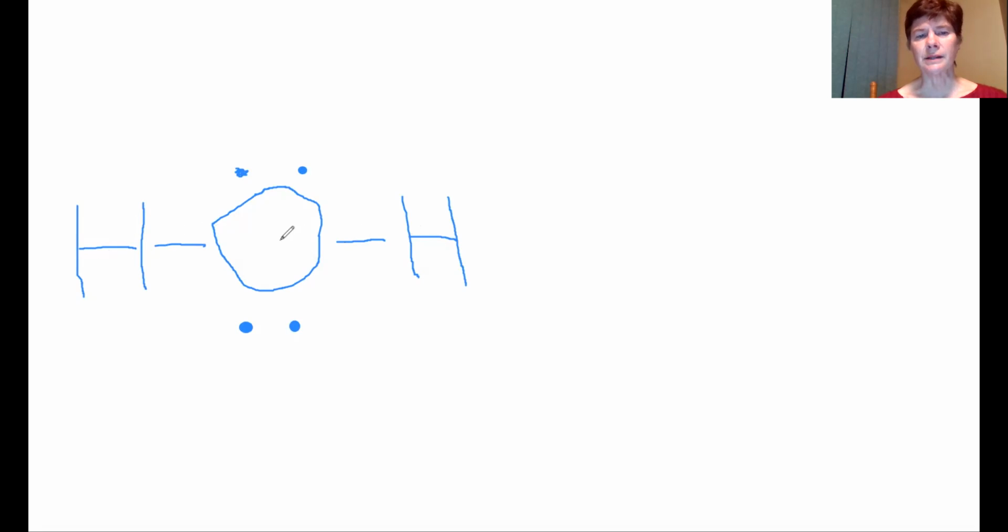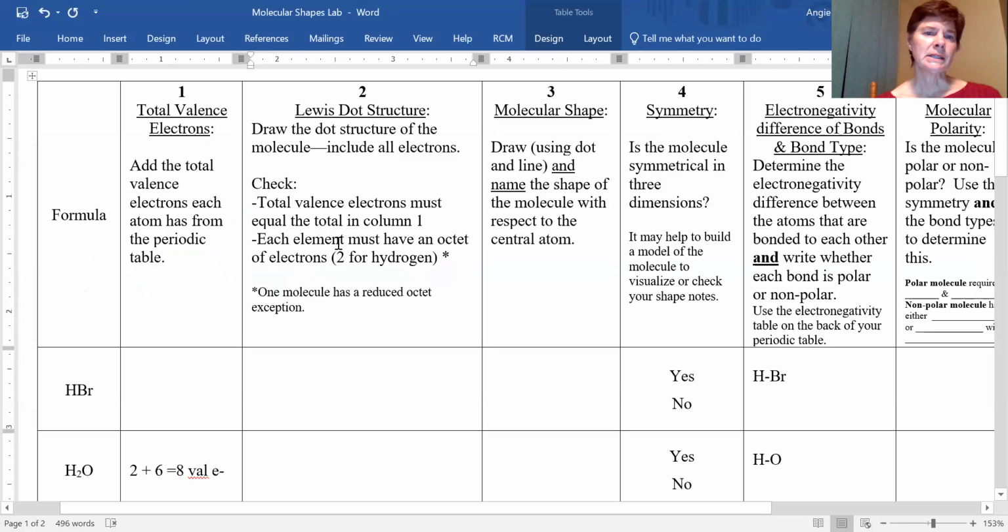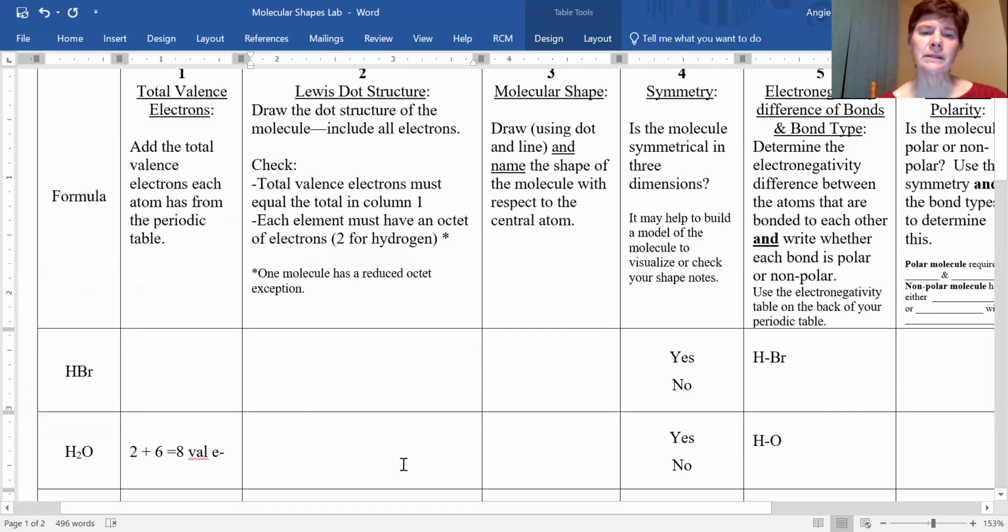Now we'll check the oxygen. Oxygen needs 8 for its octet. So we have 2 here, 4, 6, and 8. So we have checks for both of those things. Let's go back to our lab. And we can see now that we need to draw here the oxygen, which is single bonded to 2 hydrogens and has 2 lone pairs of electrons. And that is what you need to do for this Lewis dot structure for H2O.